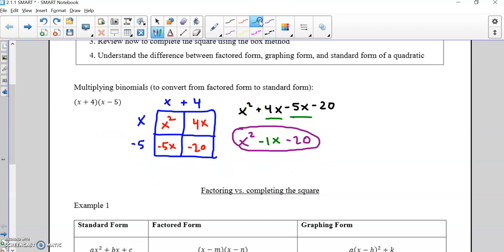And something to note too, these guys in this diagonal, those are always going to combine. Okay, so always be on the lookout for that.